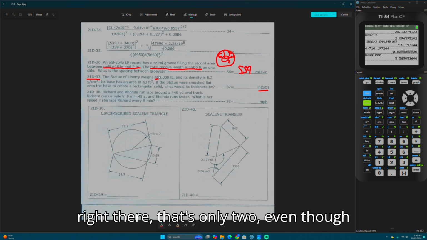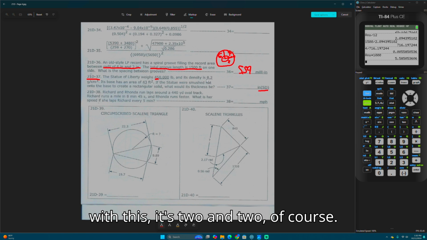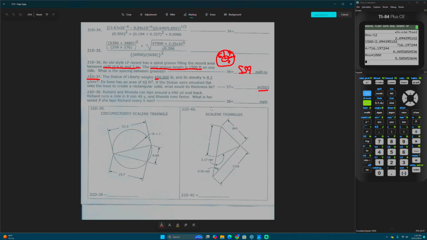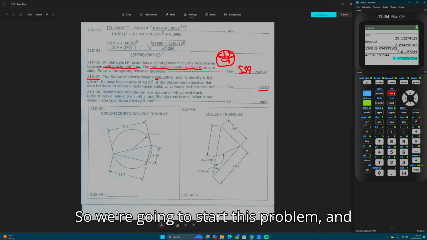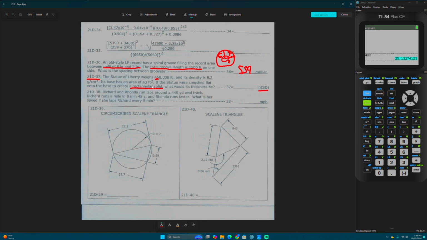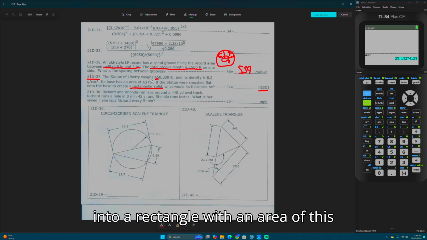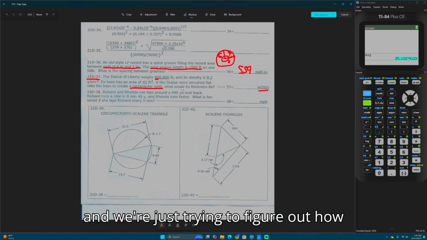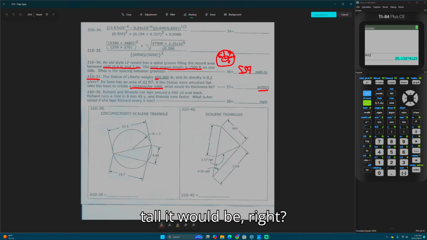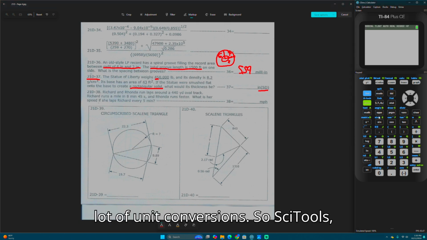That right there, that's only 2. Even though it has 4 zeros, that's only 2. Same with this. It's 2 and 2, of course. So we're going to start this problem, and my bad, I forgot the actual question. So we're making it into a rectangle, right? With this on the area. So we're basically making it into a rectangle with an area of this, and we're just trying to figure out how tall it would be, right? So pretty friendly. We just have to use a lot of unit conversions.